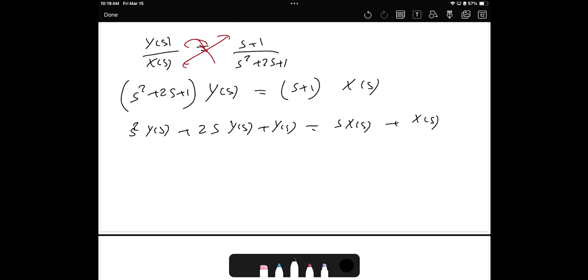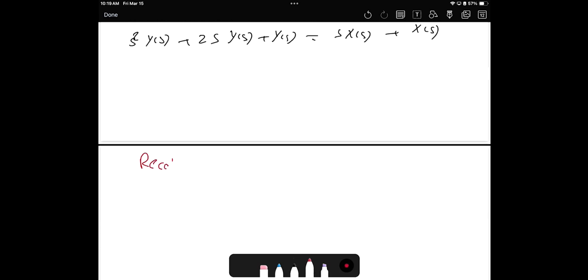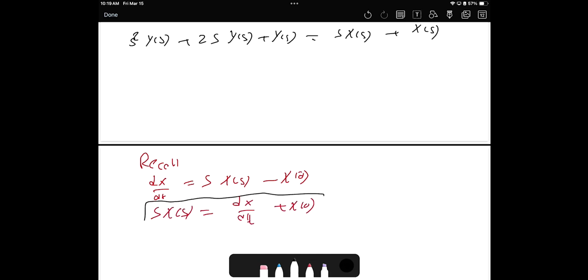Now, how can I convert this from the s domain to the time domain? What do we need to do? Recall dx/dt equals s X of s minus x of 0. So s X of s will be dx/dt plus x of 0. That's how I can substitute any s X of s.